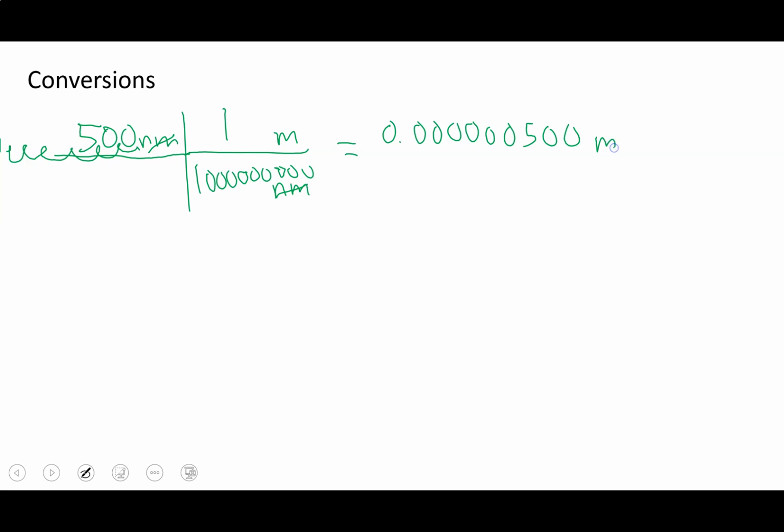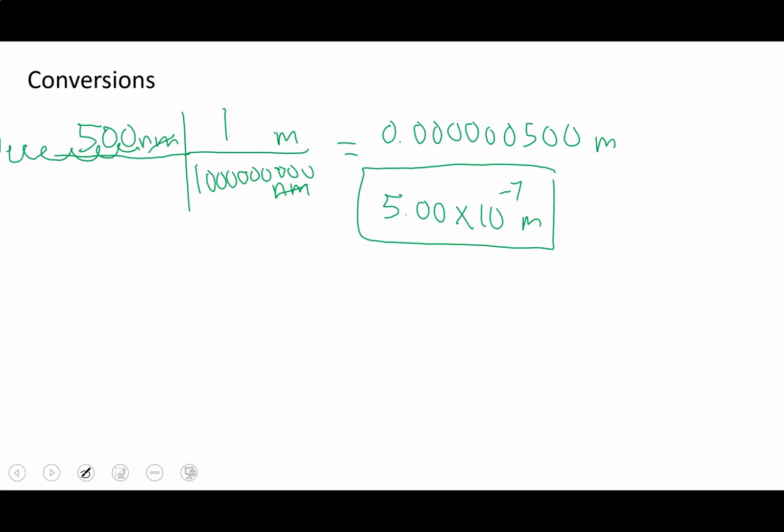Now again, we don't like to write it like this a lot, so we usually write it in scientific notation. So this would be 5.00 times 10 to the negative 7th meters. It's that shift of the decimal making the small number. That's why it's a negative, and so that's how we would do that conversion.